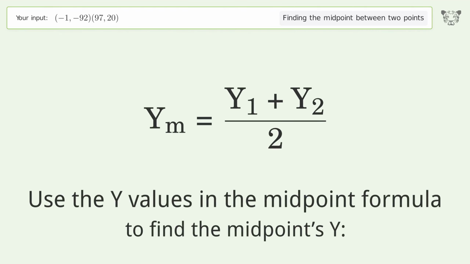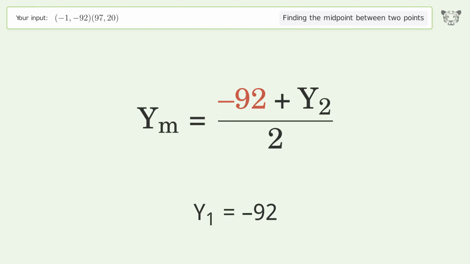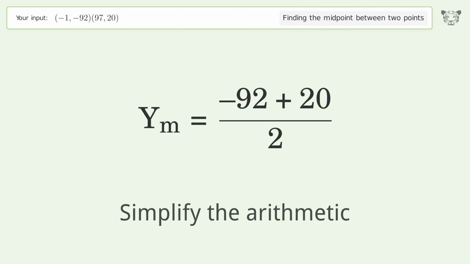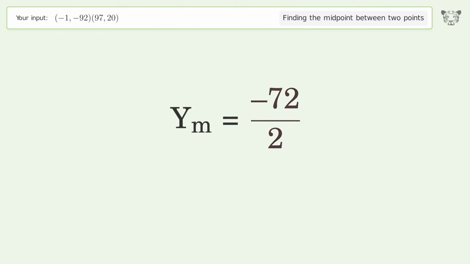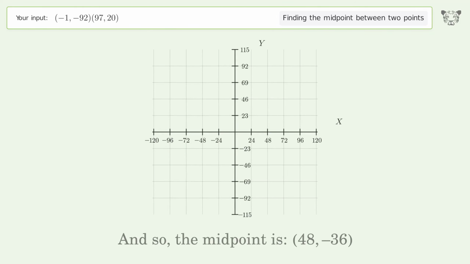Use the y values in the midpoint formula to find the midpoint's y. y1 equals negative 92. y2 equals 20. Simplify the arithmetic. And so, the midpoint is 48, negative 36.